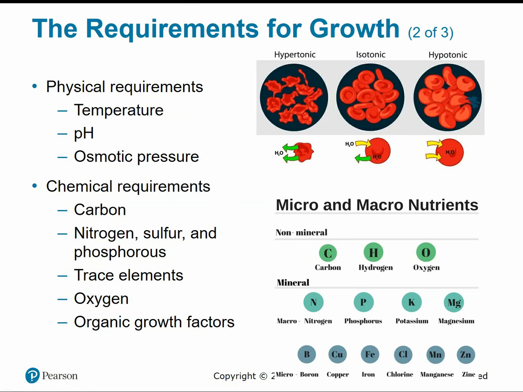burst. Chemical requirements, so things like nutrients and chemicals that cells need for their metabolism. So things like carbon. Right? So all organisms are carbon-based. Some other nutrients like nitrogen, sulfur, hydrogen, oxygen, and some organic growth factors like proteins and amino acids.